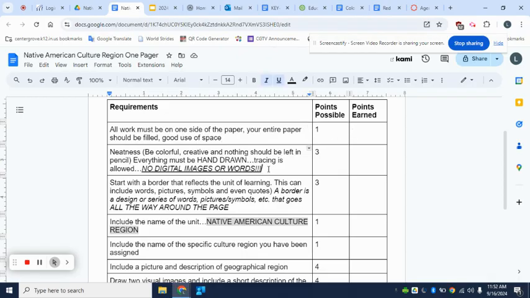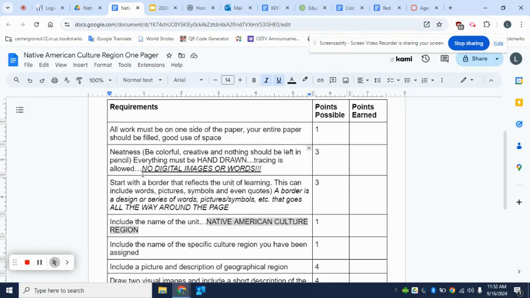The next requirement is neatness. So this is kind of like a poster that you're creating. So it should be colorful, it should be creative, and nothing should be left in pencil on this paper. Everything must be hand-drawn. Tracing is totally fine. So if you want to pull up some images on Google that relate to the Native American culture region that you are completing this one-pager on, then you may do that. Okay, and you can trace over that.